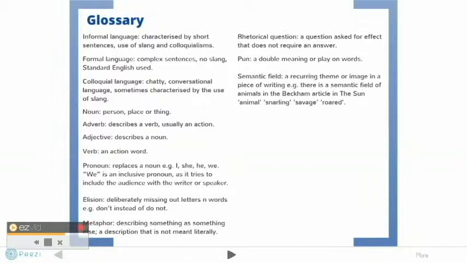Pun, a double meaning or play on words. Semantic field, a recurring theme or image in a piece of writing. For example, there is a semantic field of animals in the Beckham article in The Sun. Animal, snarling, savage, roared.